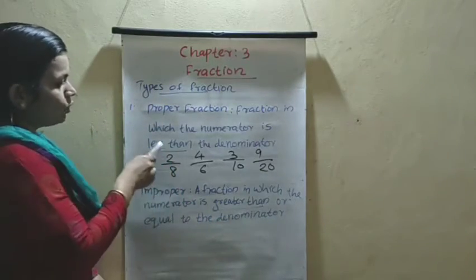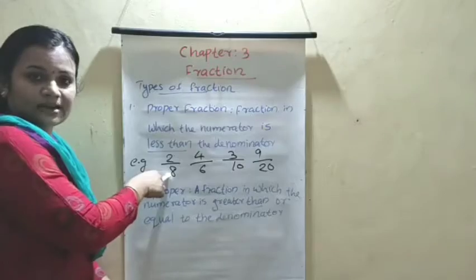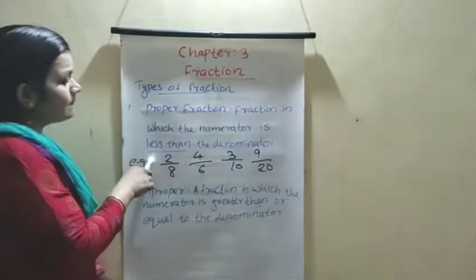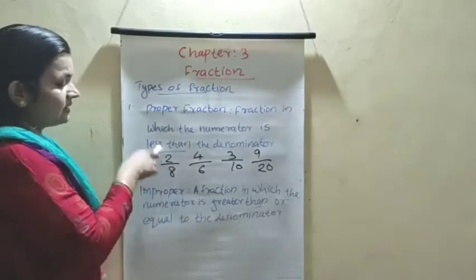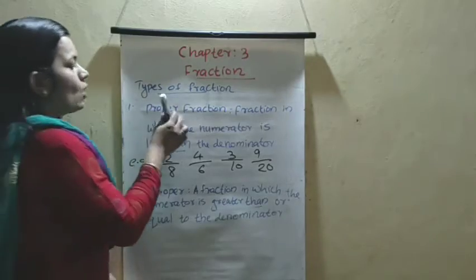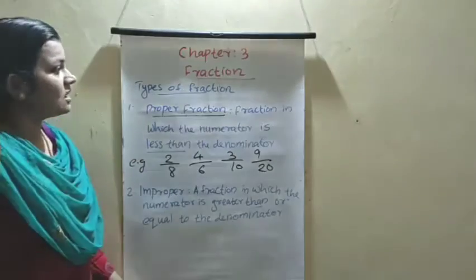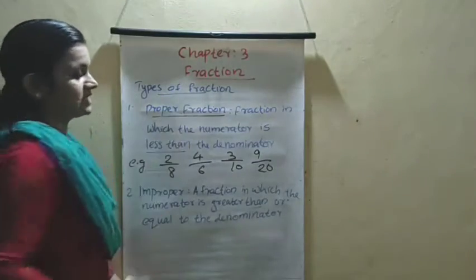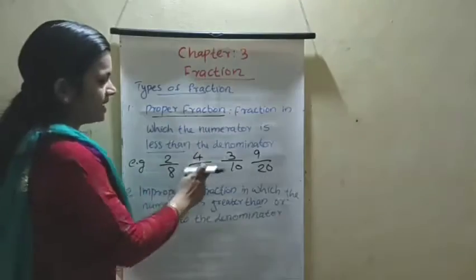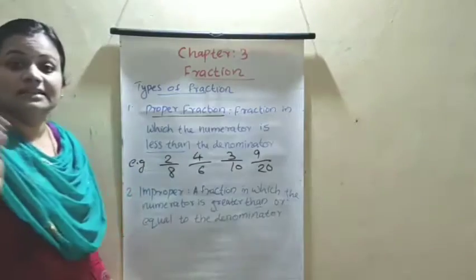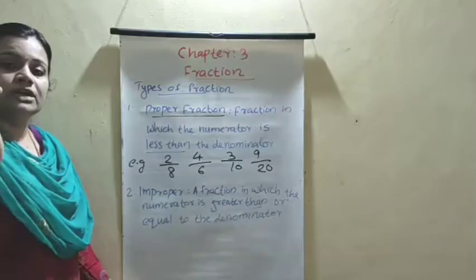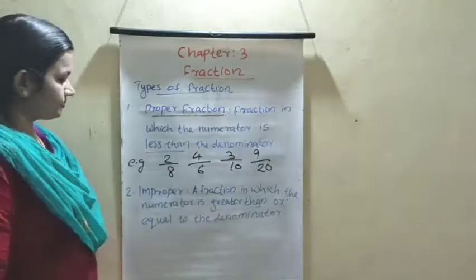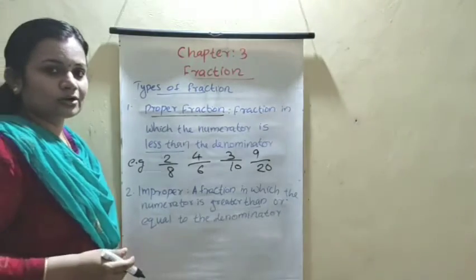Listen to this. In these, the numerator is less than the denominator. Which is the small one? The numerator is the smallest one. This type of fraction is called the proper fraction. The fraction in which the numerator is less than the denominator is called proper fraction. So 2 by 8, 4 by 6, 3 by 10, 9 by 20 are examples of proper fraction. So you take your notebook and write 3 examples of proper fraction. Then I will ask in our Google Meet time.